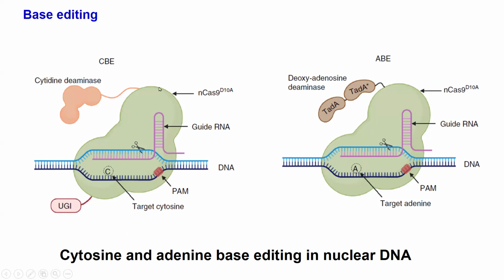Here also there is a guide RNA, and instead of Cas9, an engineered Cas enzyme is used, and a cytidine deaminase or deoxyadenosine deaminase enzyme is used to make the construct, and then the target base is edited. The process is a bit complex, but I tried to show you in a simple way how a specific base can be edited.